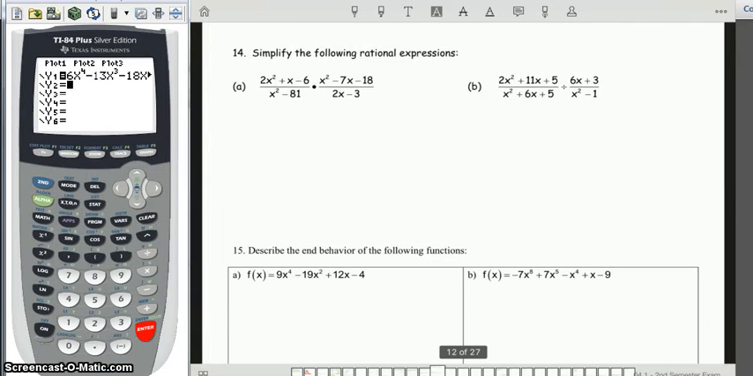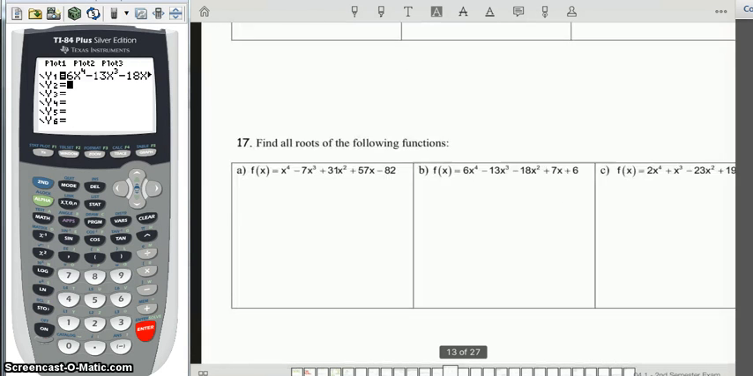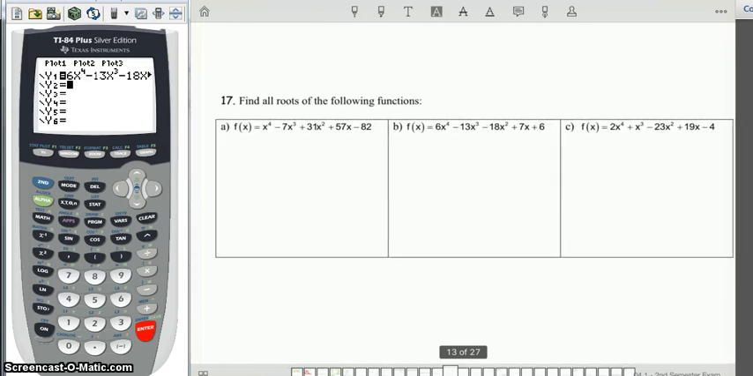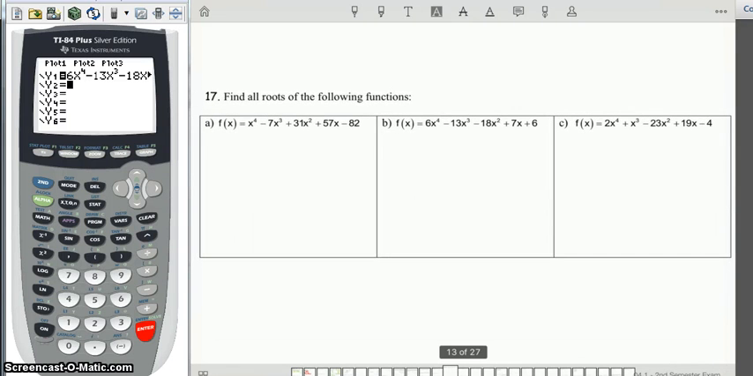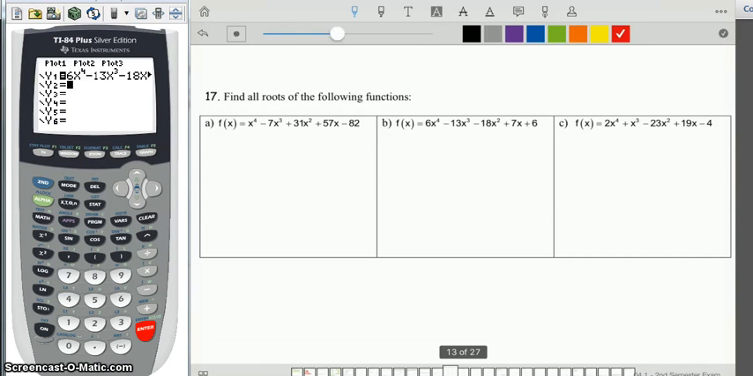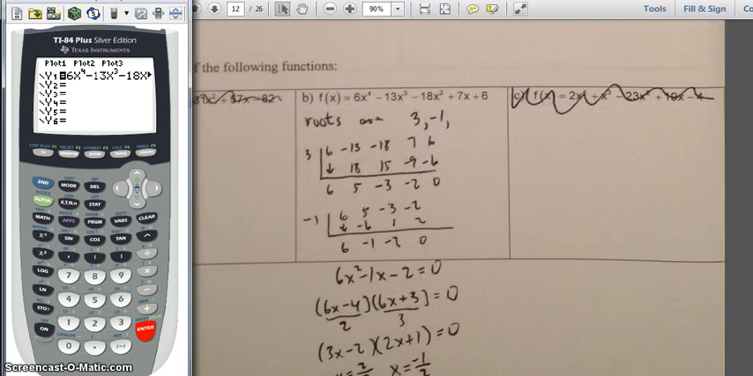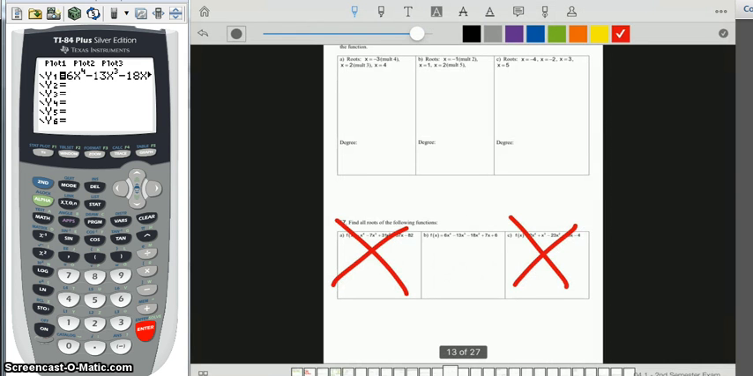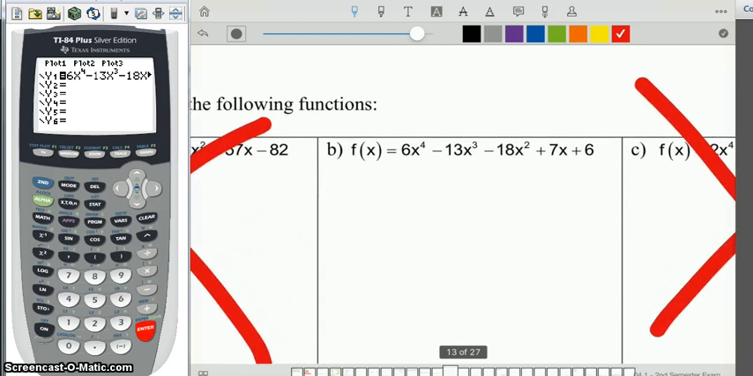For number 17, I went ahead and crossed off letters A and C, so you don't have to worry about doing those. But if you look at, my apologies, let me get to the right problem. Apologies. So again, A and C are included, so we'll just focus on letter B here.